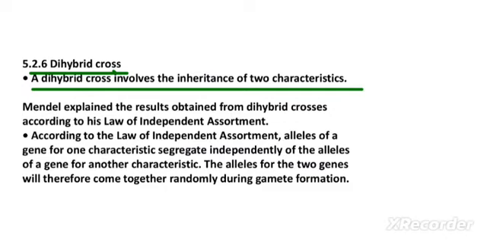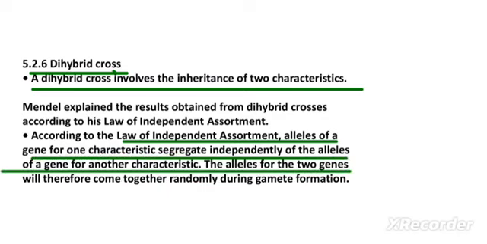So Mendel explained the results obtained from dihybrid crosses according to his law of independent assortment. They might ask you to state the law of independent assortment. You're going to write that the alleles of a gene for one characteristic segregate independently of the alleles of a gene for another characteristic. The alleles for the two genes will therefore come together randomly during gamete formation. This is what you're going to write if they ask you to state the law of independent assortment.